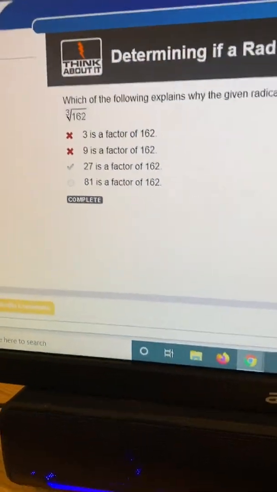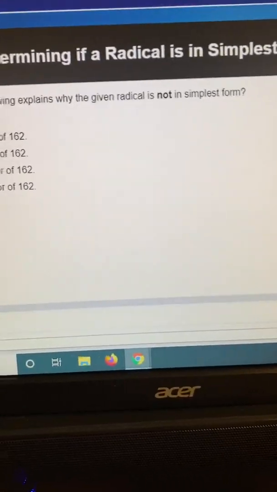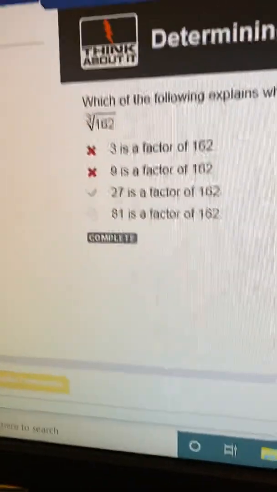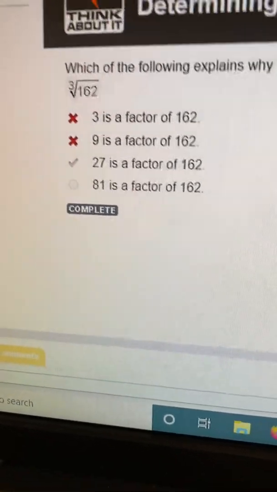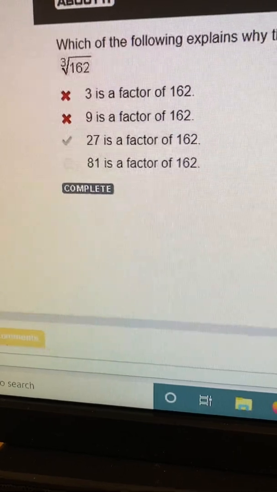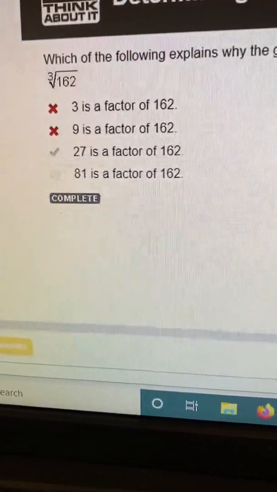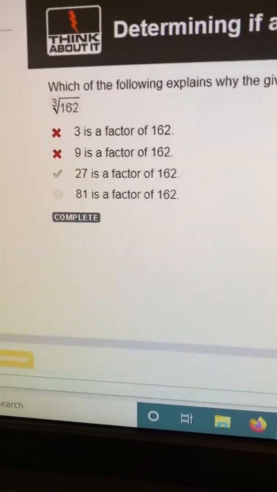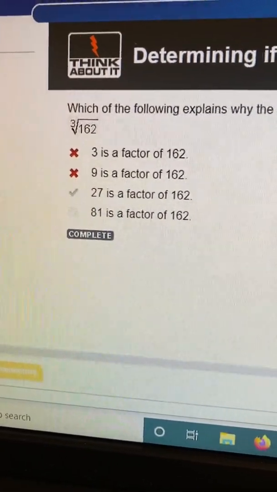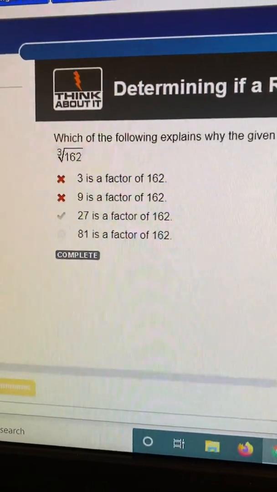So when the question is, which of the following explains why the given radical is not in simplest form? Well, it's not in simplest form because we just went through that. And 27 is the reason. 27 is a factor that can be broken into 3 times 3 times 3. So that's the reason, that's why that's the answer. All right, so that's going to be number 3 on your instruction video.